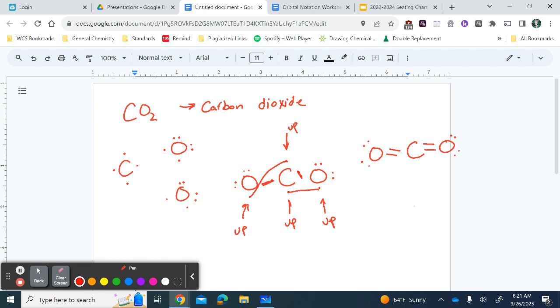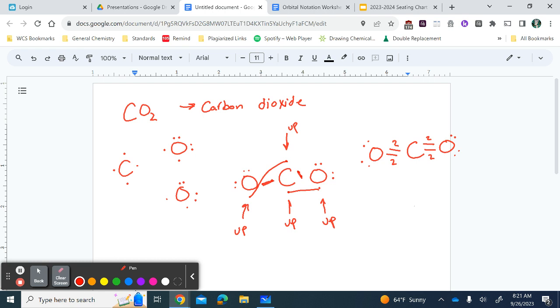Remember, each line represents a total of 2 electrons. So if this is 2 electrons, this is 2 electrons, this is 2 electrons, and this is 2 electrons, carbon still satisfies the octet rule. Carbon still has 8 valence electrons. Each oxygen atom also satisfies the octet rule. They have 8 valence electrons. So this would be our chemical bond.